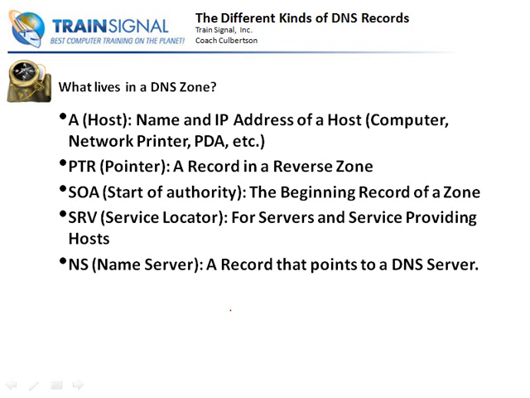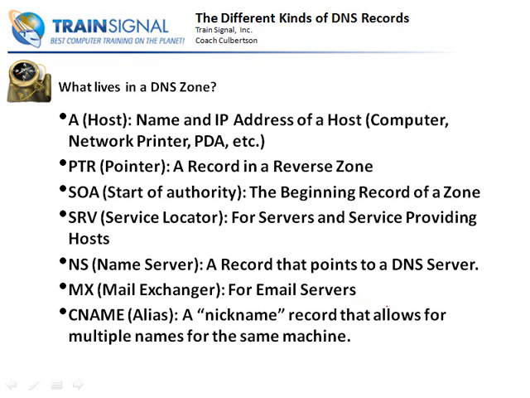A name server record or NS record is just a record that points to a DNS server. Hey, that's a pretty simple one. But we also want to keep track of all of the name servers, the DNS servers in our network as well. An MX record is for email servers. Okay, when we need to make sure our DNS server knows where to find the email servers, we use what we call an MX record, mail exchanger.